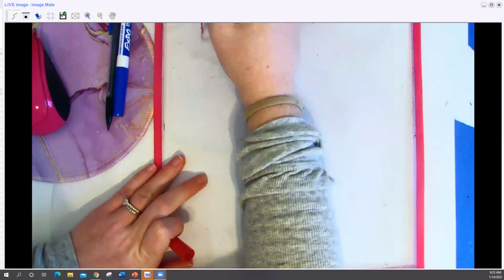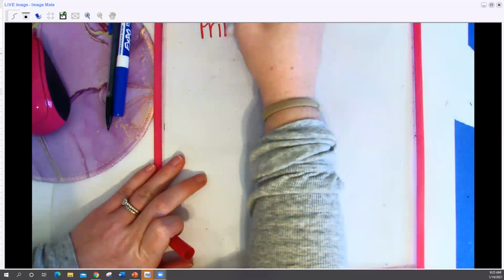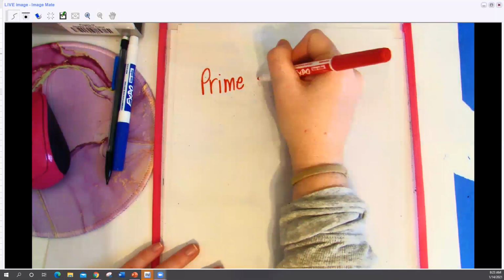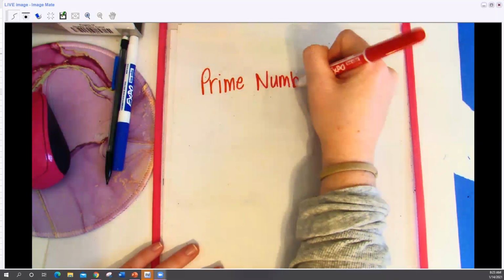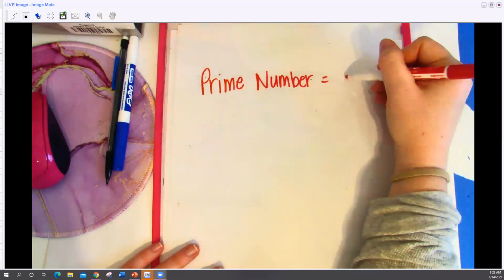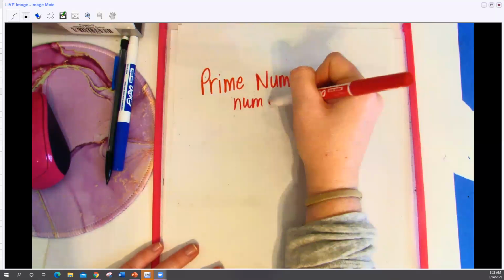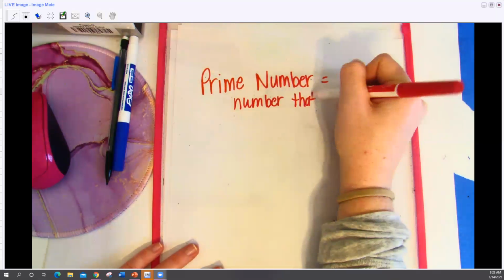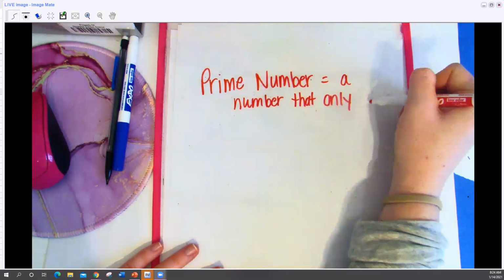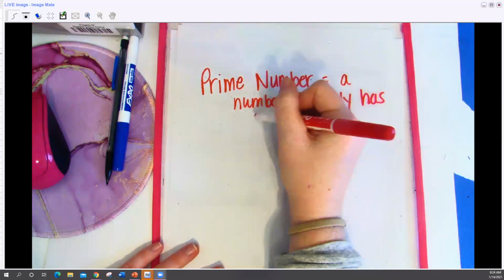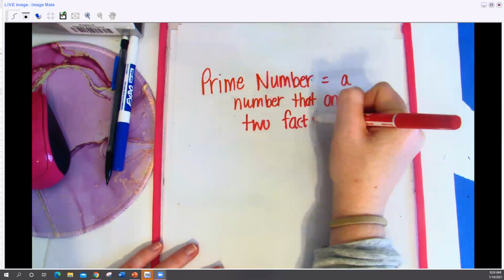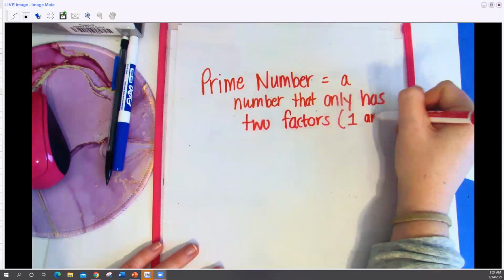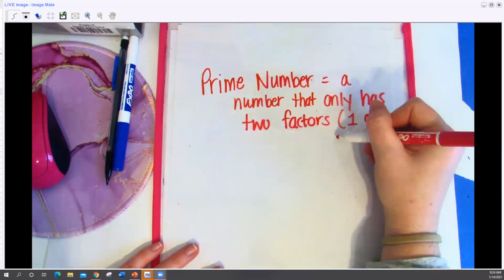Okay, a prime number. So what exactly is a prime number? It's a number that only has two factors, and they are 1 and the number.